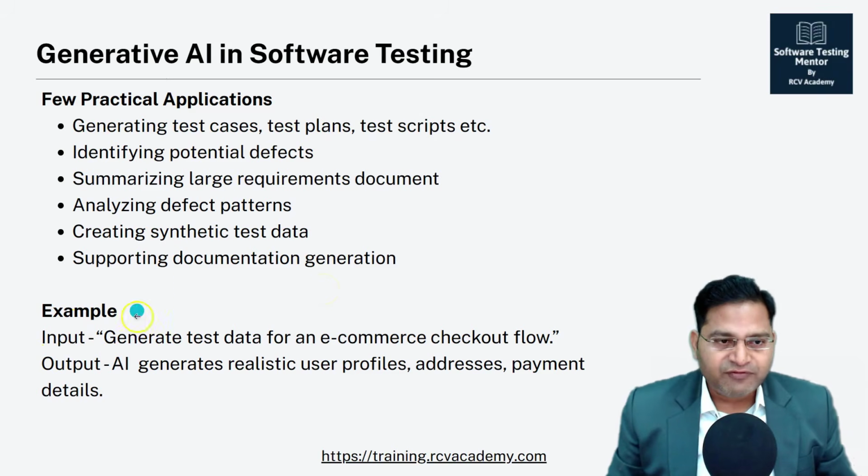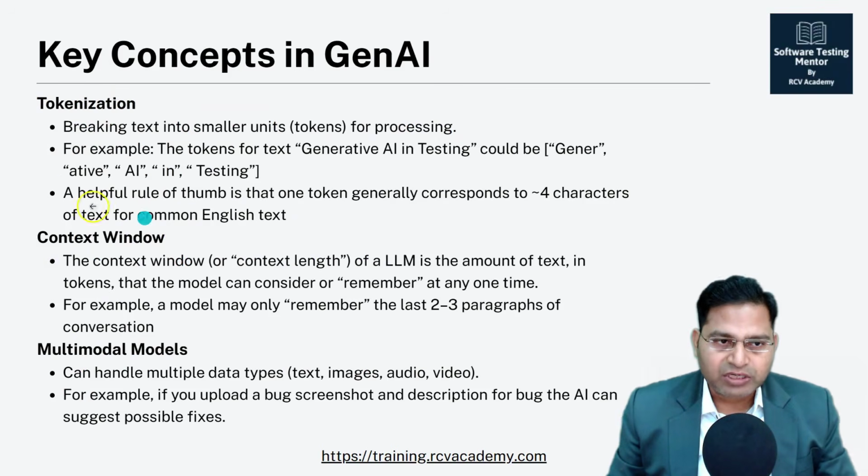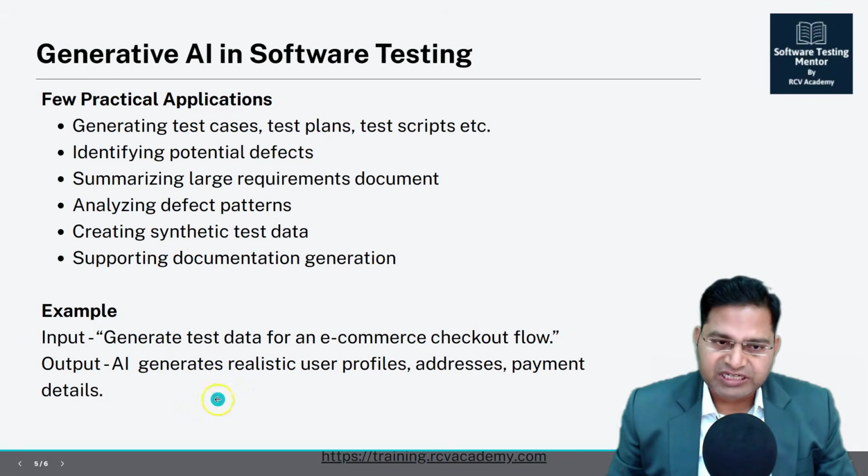Okay, so for example, if I talk about an example of generative AI in software testing, if I say as input, generate test data for an e-commerce checkout flow, the large language model or generative AI can generate realistic user profiles, addresses, payment details, etc. Okay, now let's go ahead and understand all of these concepts practically: the tokenization, context window, multimodal models, and some examples for test data generation.